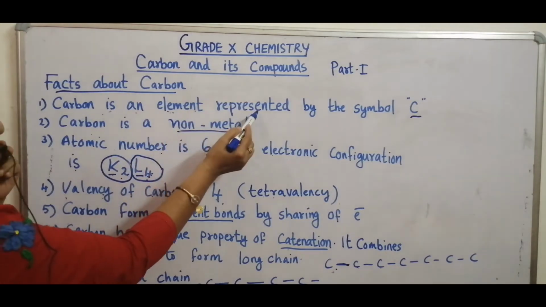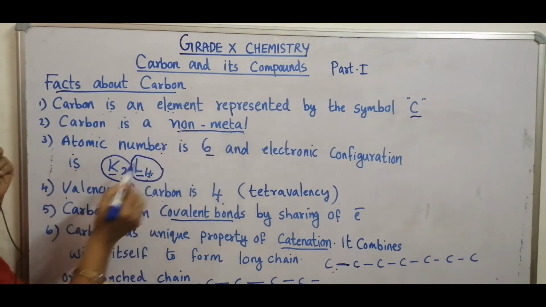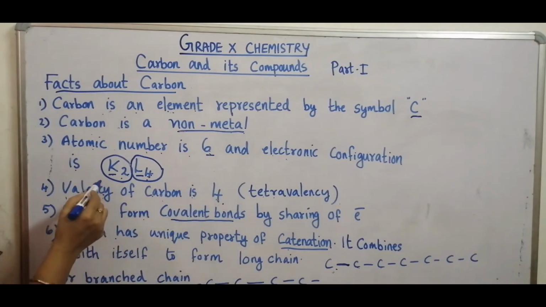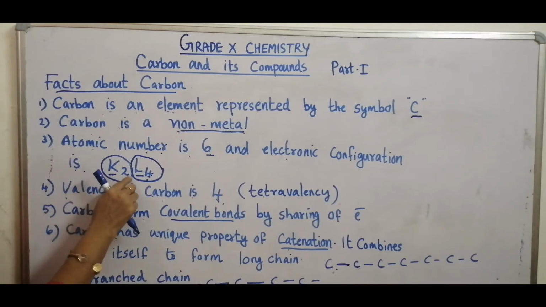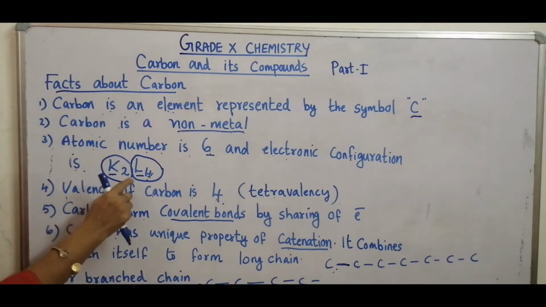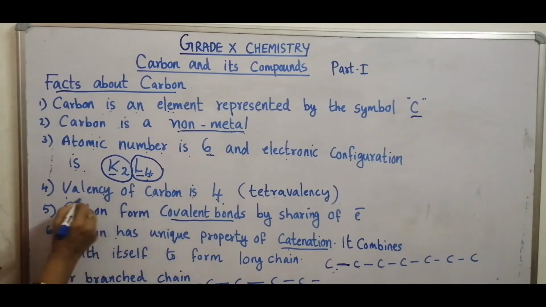Carbon is an element represented by the letter C. Carbon is a non-metal. The atomic number is 6 and the electronic configuration or electronic arrangement is K2L4. The first shell K has 2 electrons and the second shell L has 4 electrons. As carbon has 4 electrons in the outermost shell, the valency of carbon is 4. So it is tetravalent. Tetra means 4. Carbon forms covalent bonds by sharing of electrons.